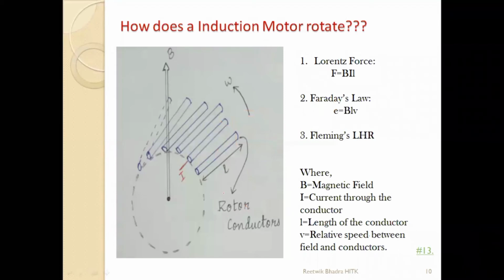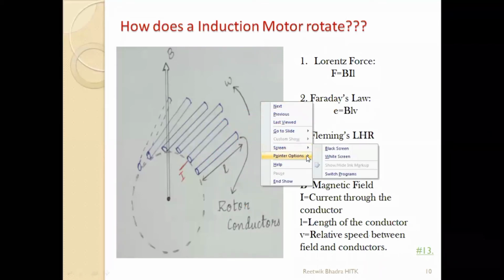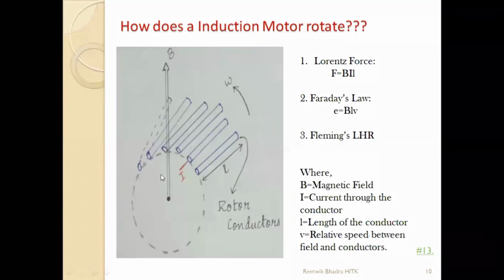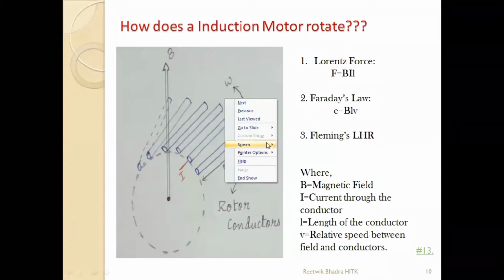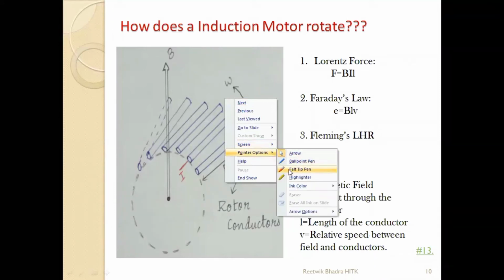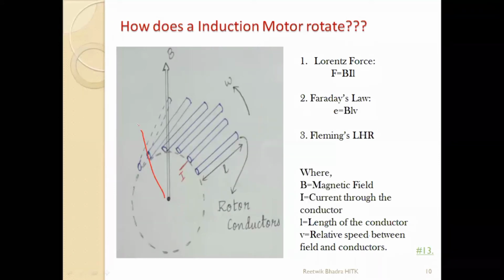But if we give a three-phase supply, this B which we have shown over here, I'll take its pointers to arrow. This B is also rotating in nature. Okay, this B also rotates in nature. B is sometimes in this direction, sometimes in this direction, sometimes in this direction. We'll see how it is rotating in nature. So this conductor also rotates, this is also rotating.